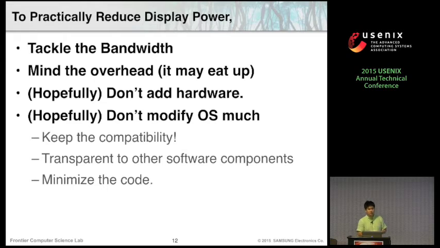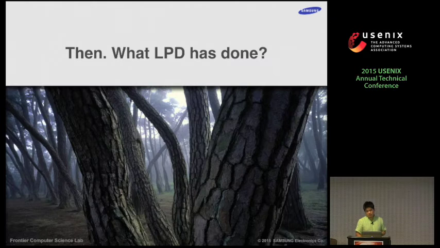So to practically reduce display power, we need to tackle the bandwidth. We need to mind the overhead, because if you just try to look at each frame, that will consume every benefit. Hopefully, we don't want to add any hardware because of the cost. Hopefully, we don't want to modify the operating system too much because we want to keep the compatibility and the transparency for the applications. So keeping in mind such principles, what has LPD done?